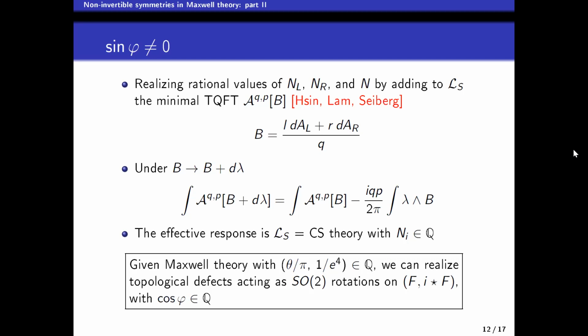Notice that if I tell you the action on lines, I'm not telling you the defect Lagrangian. This is like the condensation defect: if I tell you that a defect acts trivially on a line, you don't know what the Lagrangian is. Sorry, I wanted to say a different thing: if I tell you the action on local operators, you don't know the action on the lines.